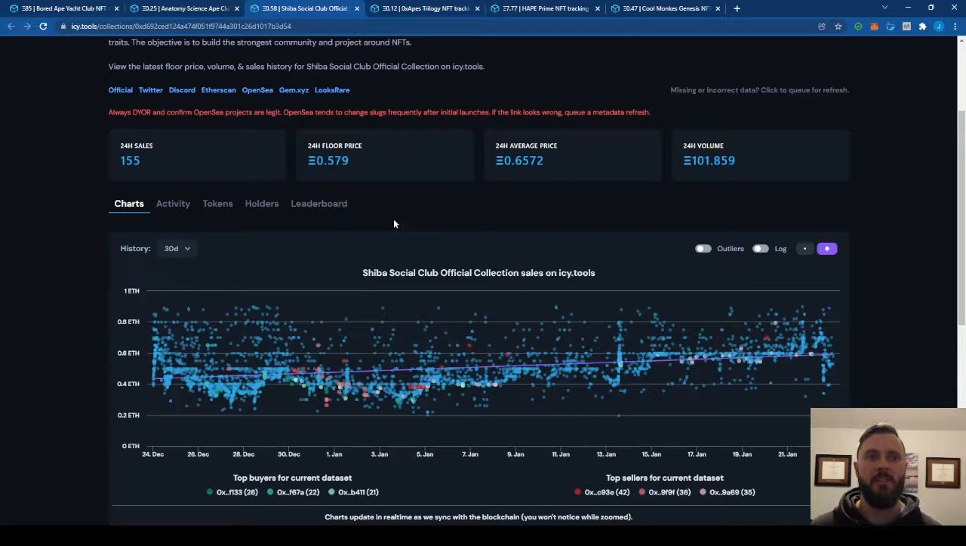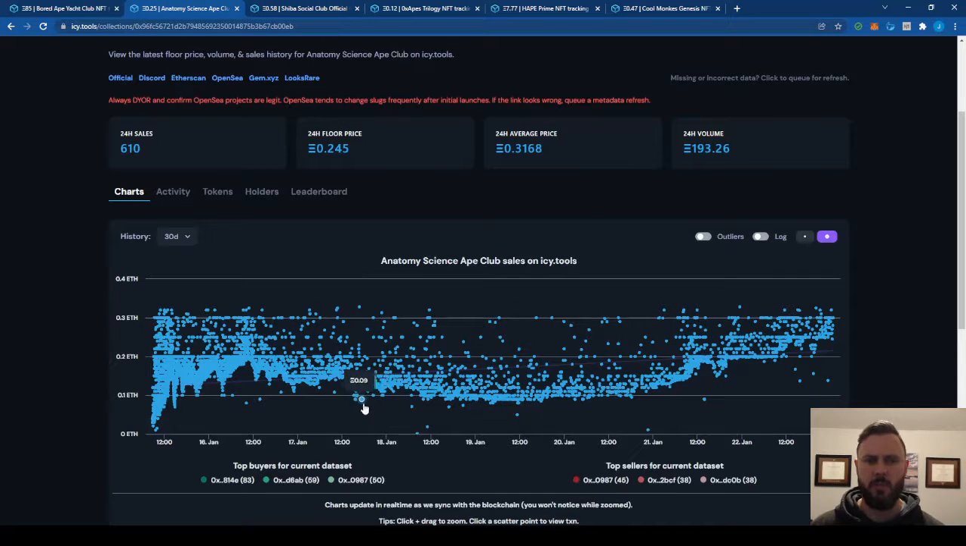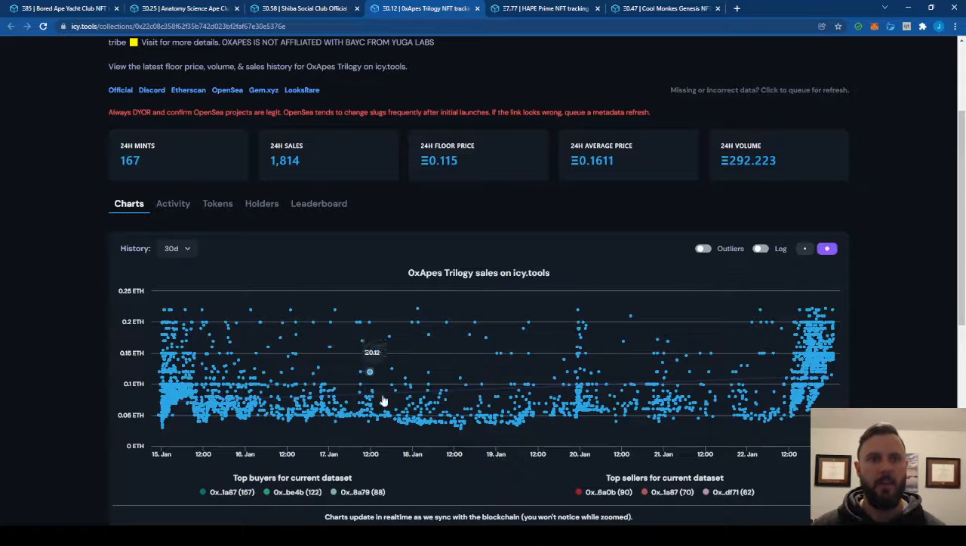So this is the Shiba Social Club. Look at this chart. Really nice, clean, upward momentum, lots of volume, so you're getting fairly good liquidity out of it. I like this one as well. The Anatomy Science Ape Club, we have an uptrend, and it looks like we're coming up again after this little dip. And, you know, no one knows the future. And then I like this one as well. This one looks like it's about to explode, in my opinion.